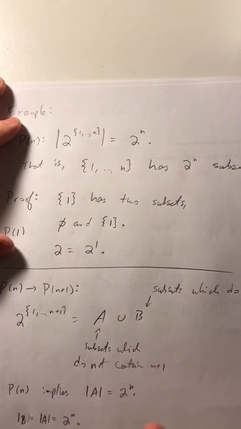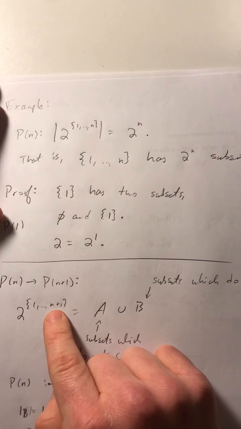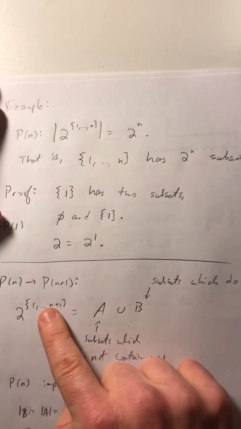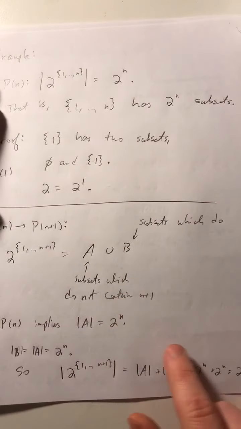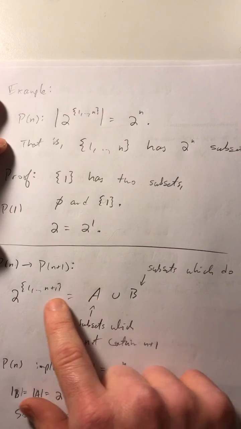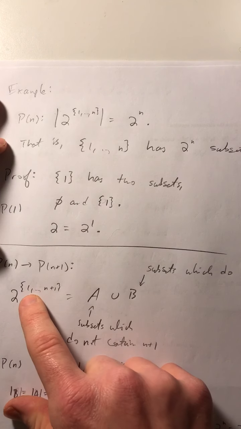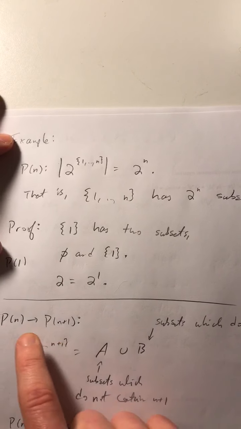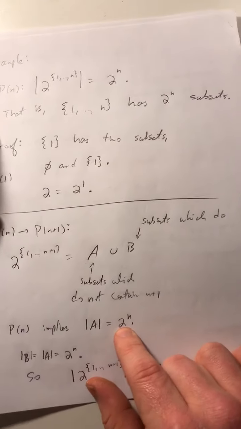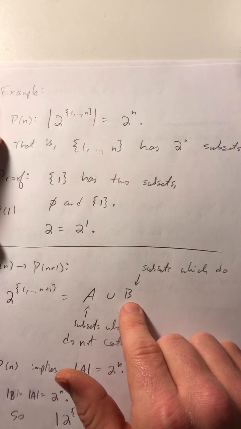Now it's pretty easy to see, if you think about it just for a minute, that this A, the set of subsets which don't contain n plus 1, is just the set of all subsets of 1 to n. Well, that's just a list of all the subsets of 1, 2, 3, up to n. And by the assumption of P of n, A has 2 to the n many things in it. And it's also pretty easy to see that A and B have the same number of elements.